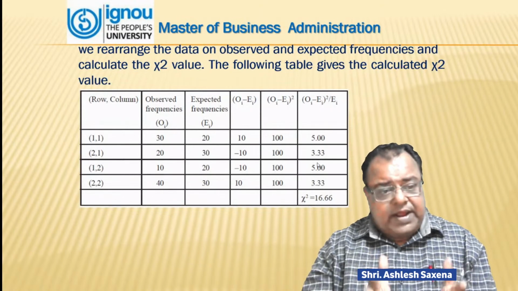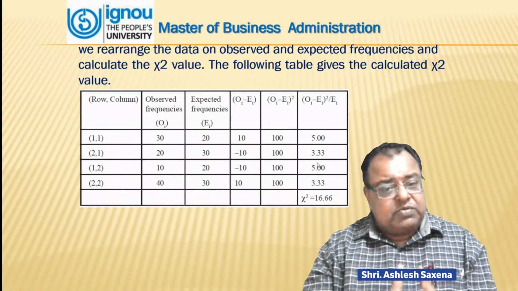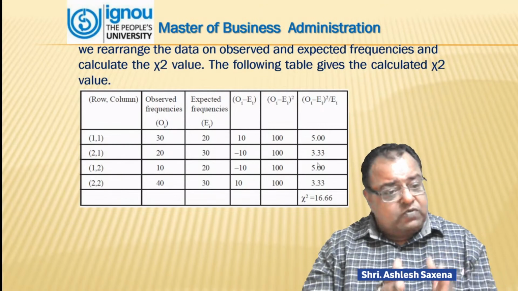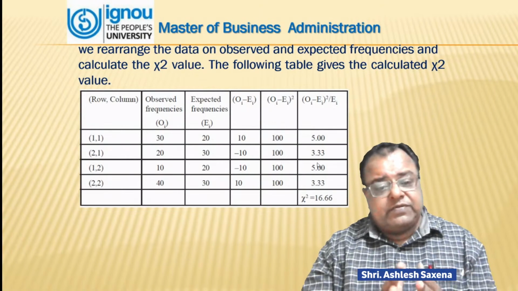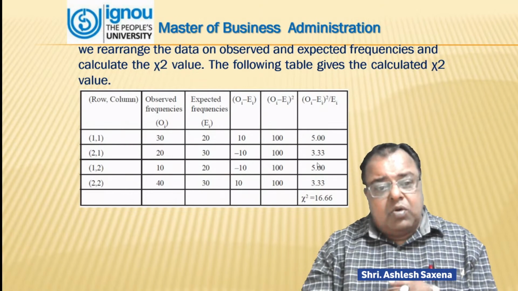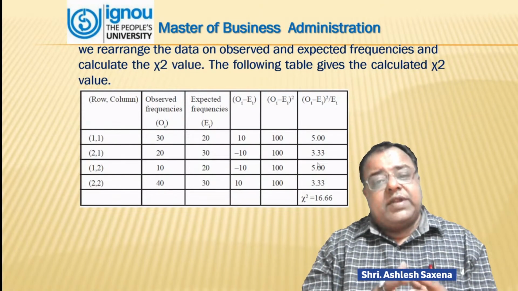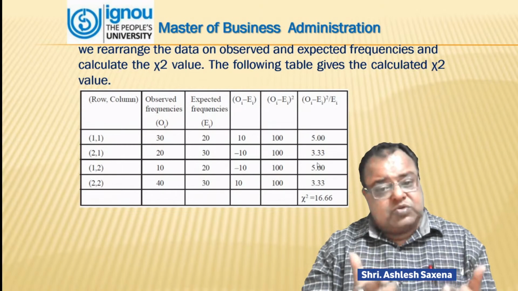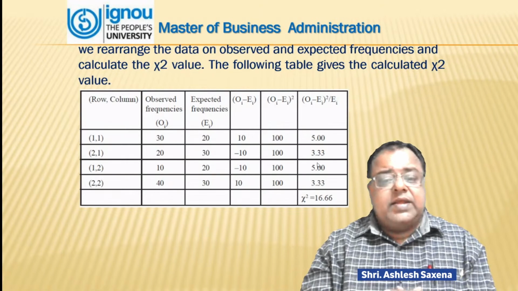Now, we arrange the data on observed and expected frequencies and calculate chi square. The following table is calculated accordingly. For row 1, 1, observed frequency was 30, expected frequency was 20. For row 2, 1, it was 20 and 30. 1, 2, it is 10 and 20. And for 2, 2, it is 40 and 30. After this, our next step is to calculate OI minus EI. Values are calculated. After that, OI minus EI whole square. And the last one is OI minus EI whole square divided by EI. When we add up, we get chi square equal to 16.66.